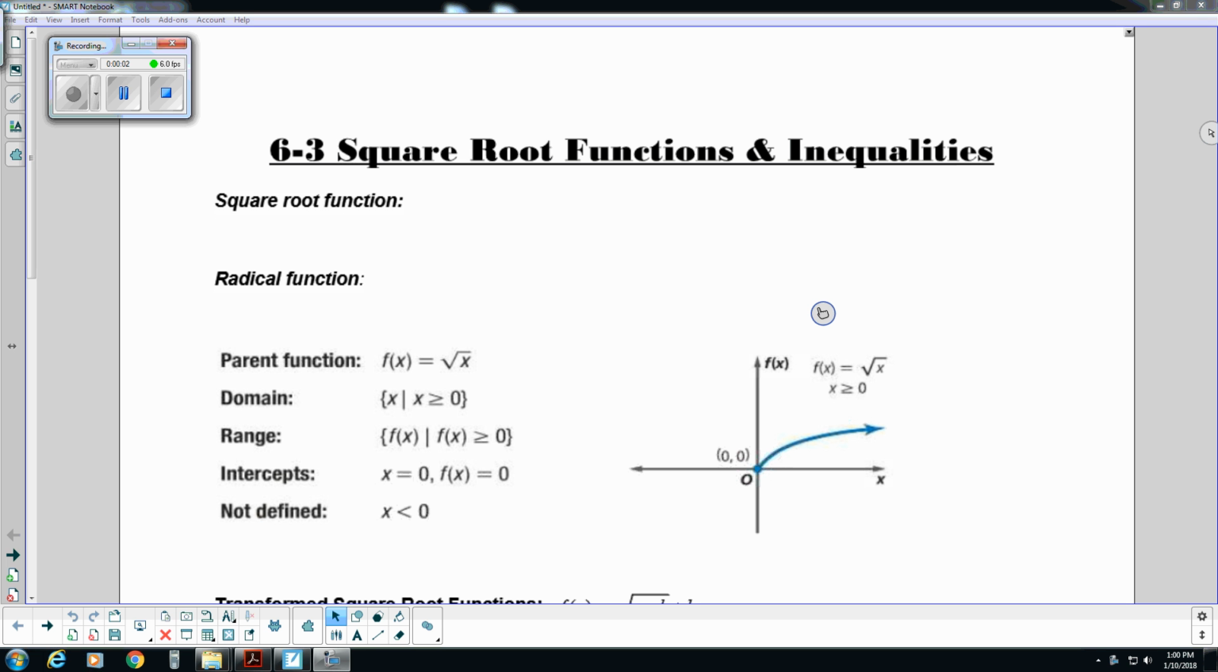All right, today guys in section 6.3 we're going to talk about square root functions and inequalities. We're going to graph them here in a second. But before we do all that, let's just talk about these square root functions real quick.